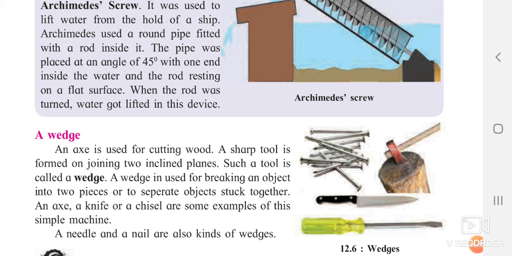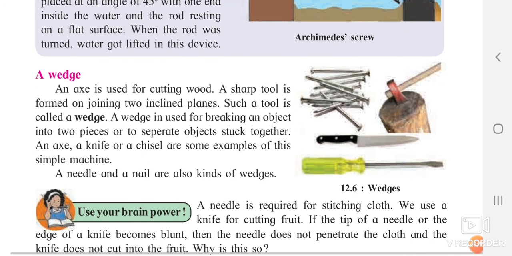So the wedge is used for breaking an object into two pieces or to separate pieces which are stuck together. An axe, a knife, and a chisel are some examples of this simple machine. Needles and nails are also kinds of wedges.